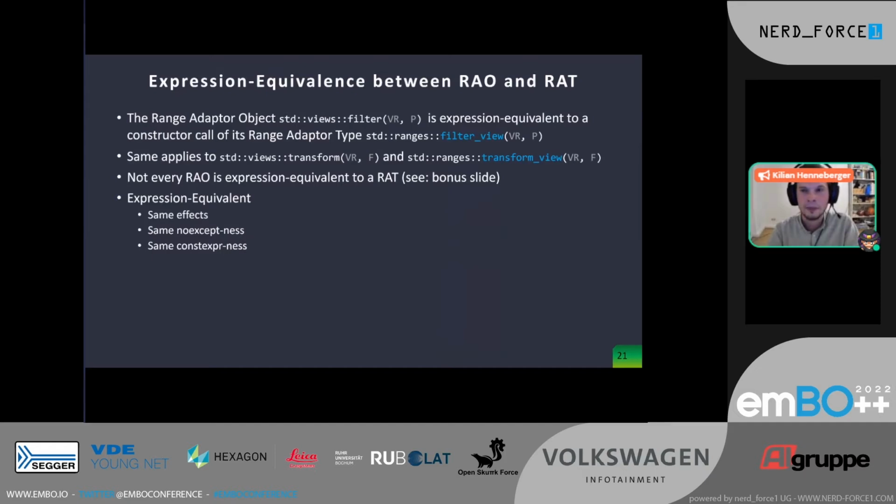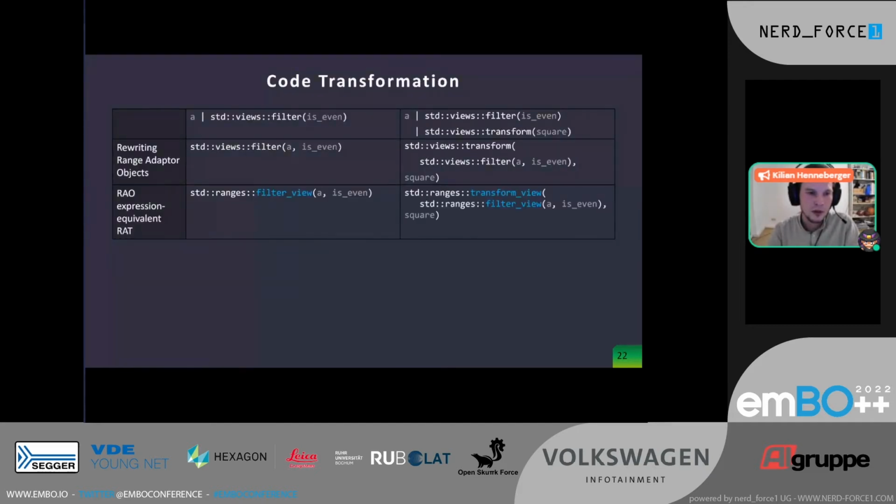We use this code transformation now to rewrite the code. But you might guess it already. Filter view and transform view are not classes. They are class templates. And I can't construct a class template. I have to instantiate it, then I get a class, and then I can construct that one, right? So we will have a short detour into class template argument deduction now.